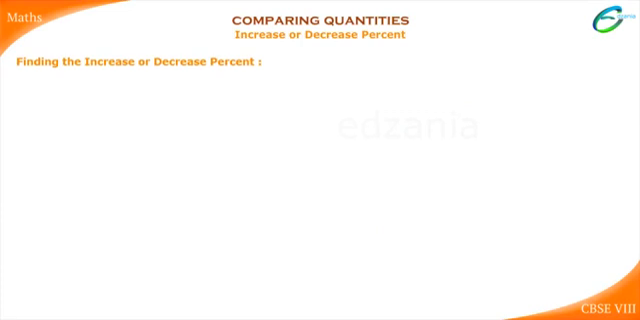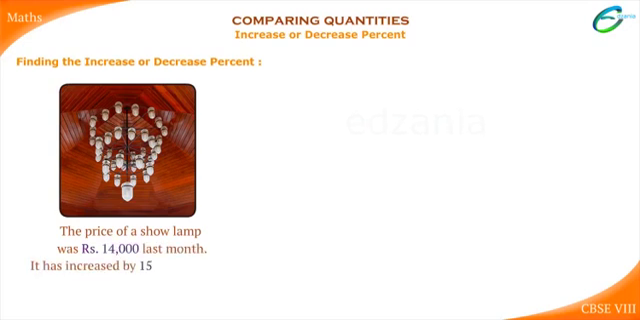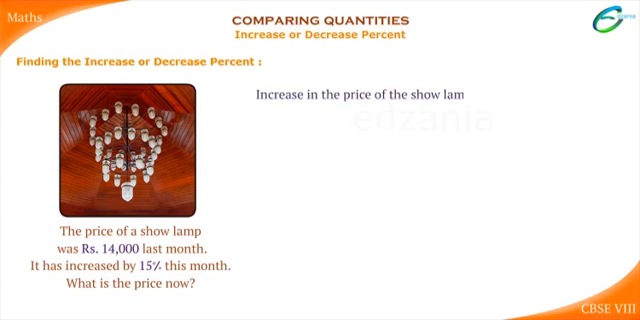Let us take one example now. The price of a show lamp was rupees 14,000 last month. It has increased by 15% this month. What is the price now? Observe that in this case, increase in the price of the show lamp is 15% of rupees 14,000, which is given by 15 over 100 multiplied by 14,000. That is equal to rupees 2,100.